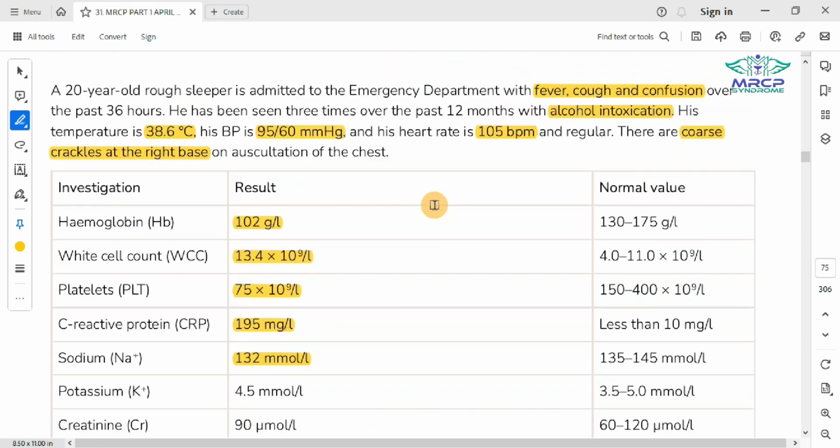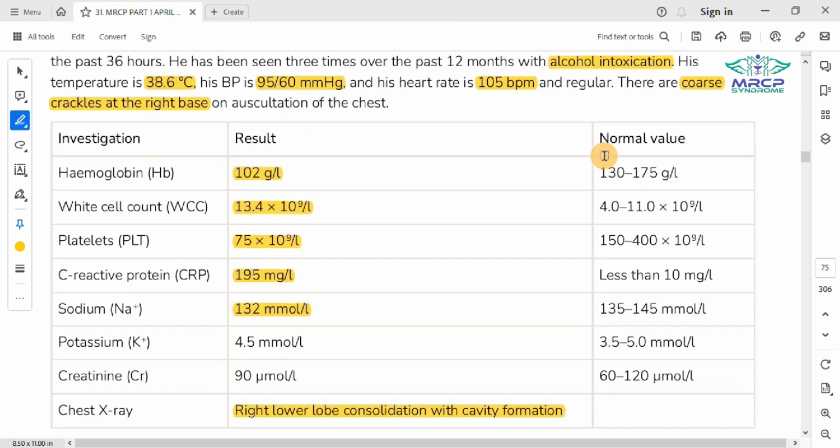A 20-year-old rough sleeper is admitted to the emergency department with a fever, cough, and confusion over the past 36 hours. He has been seen 3 times over the past 12 months with alcohol intoxication. His temperature is 38.6 degrees Celsius and blood pressure is 95 over 60 millimeters of mercury. His heart rate is 105 beats per minute and regular. There are coarse crackles in the right base on auscultation of the chest.